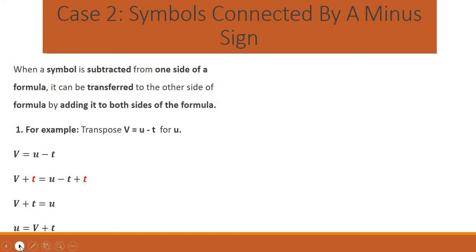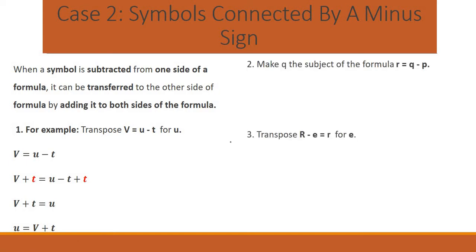Alright? We have 2 more examples here, and let me walk you through them very quickly. So this one says, make Q the subject of the formula R equal Q minus P. So we have R is equal to Q minus P, right? And we know we want to make Q the subject. We realize that P is being subtracted, right? So in order to transfer this P to the other side of the formula, we can add P to both sides, right?